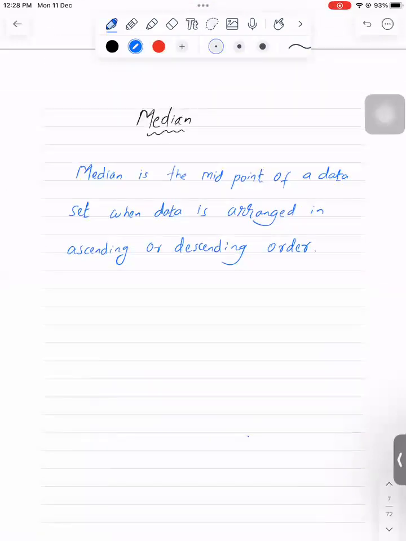Okay, now next we will learn how to calculate the median. So what is the median? Here it is written. The median is nothing but the midpoint of a data set, when data is arranged in ascending or descending order.